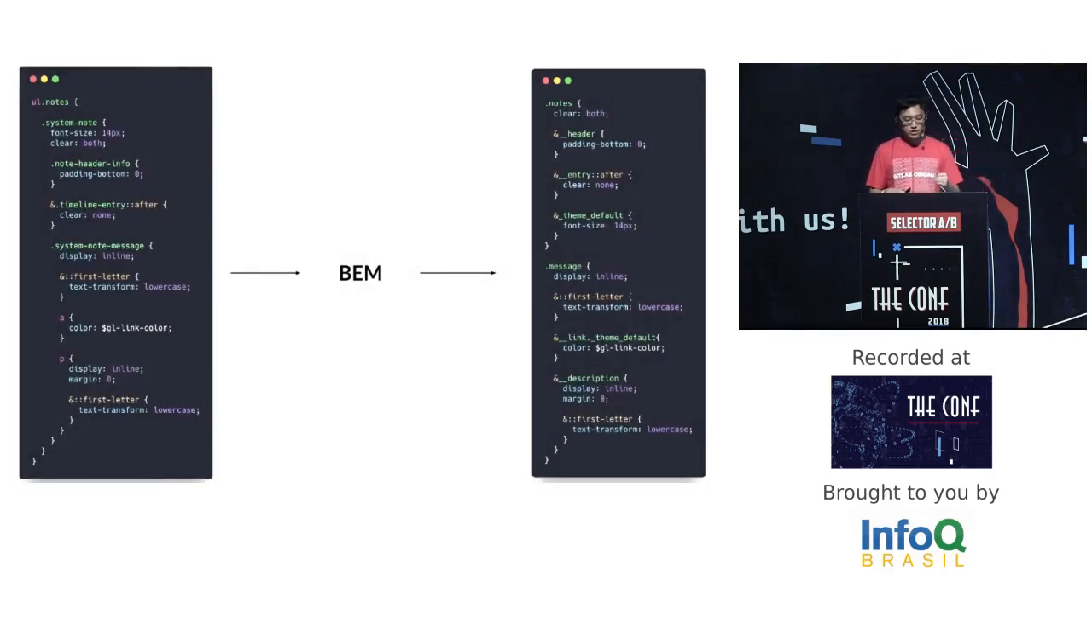So if we were to go through the example and convert it to BEM, this is potentially what it would look like. We have the notes, which is the block, and the message is the block. The element is the header, and the link, and description, and then the modifier would be the theme default. What's really interesting to note about BEM is that they're really big on underscores and dashes, and so you kind of see some of these in this example.